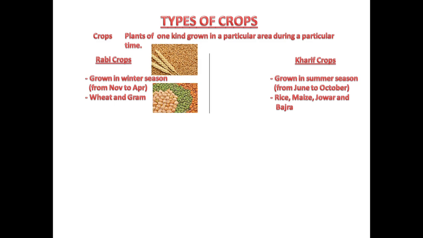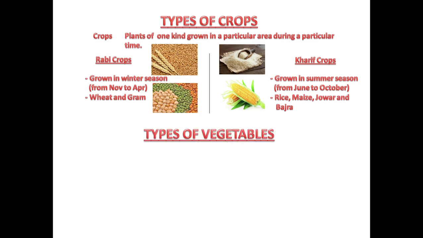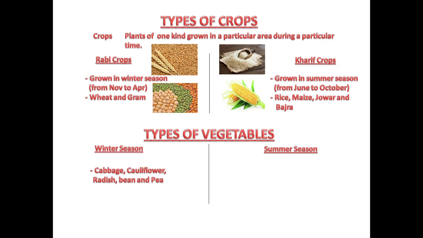You can see the picture of rice. This is rice and this is maize. Now I have told you that there are two types of crops, Rabi crops and Kharif crops. Now we will learn about types of vegetables. Some vegetables grow in winter season and some in summer season. Examples of vegetables of winter season are cabbage, cauliflower, radish, bean and pea.